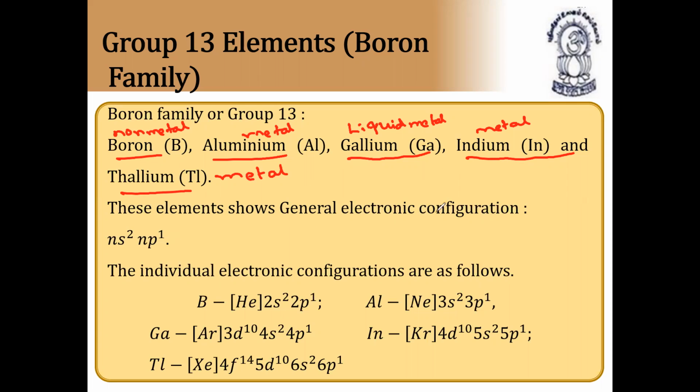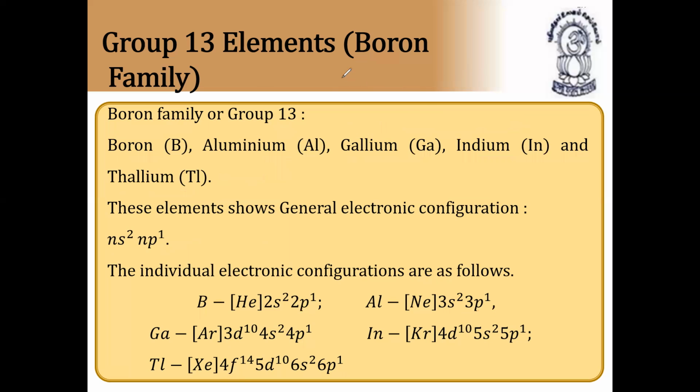These elements show the general electron configuration of ns2 np1. Only one electron in the p subshell. So boron: helium 2s2 2p1; gallium: argon 3d10 4s2 4p1, where 3d10 is important; thallium: 4f14 5d10 6s2 6p1; aluminium: neon 3s2 3p1; and indium: krypton 4d10 5s2 5p1. So these are the common outermost electron configurations of 13 group elements. Please note down in your classwork, all these electronic configurations are very, very important.